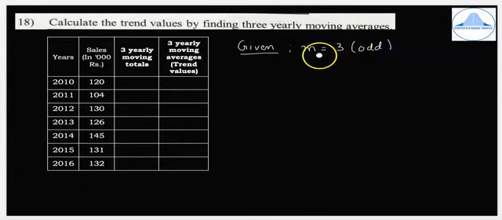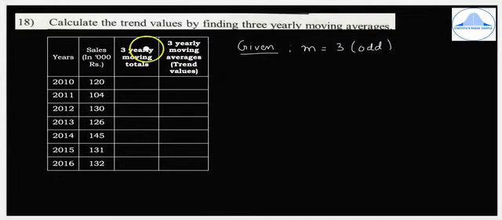So remember that whenever M is odd, we need to form only two columns. One will be the moving totals and the other will be the moving averages, which are also called as the trend values. Since the question is to find out 3 yearly moving averages, we first find out 3 yearly moving totals and then 3 yearly moving averages. If the question is find out 5 yearly moving averages, then you will have 5 yearly moving totals and 5 yearly moving averages, which are also the trend values.